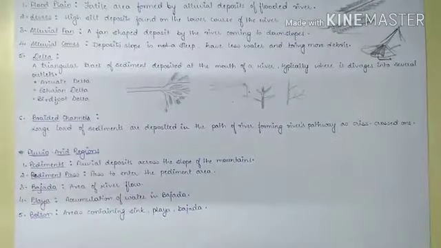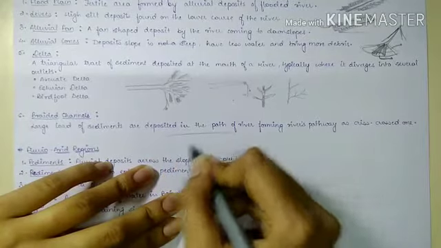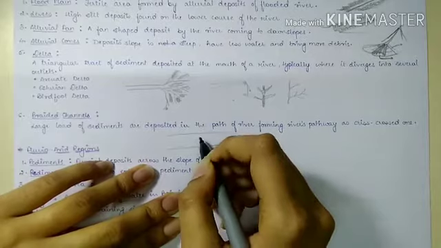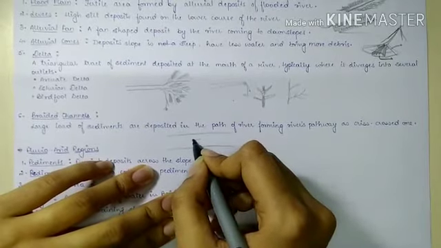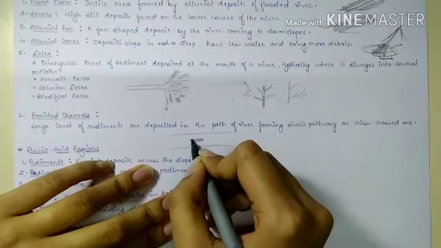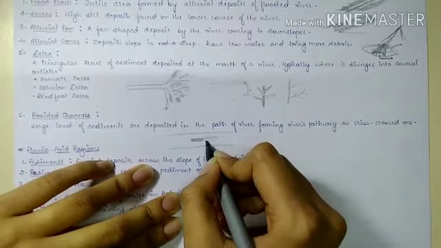Next, at last, we have braided channels. In braided channels, when the river is very slow, its pace is very slow, it cannot carry heavy loads with it. So what it does is it deposits its load of sediment in the pathway.